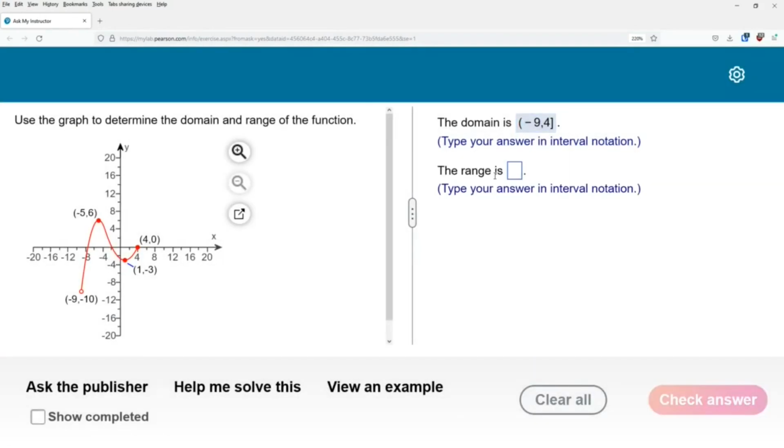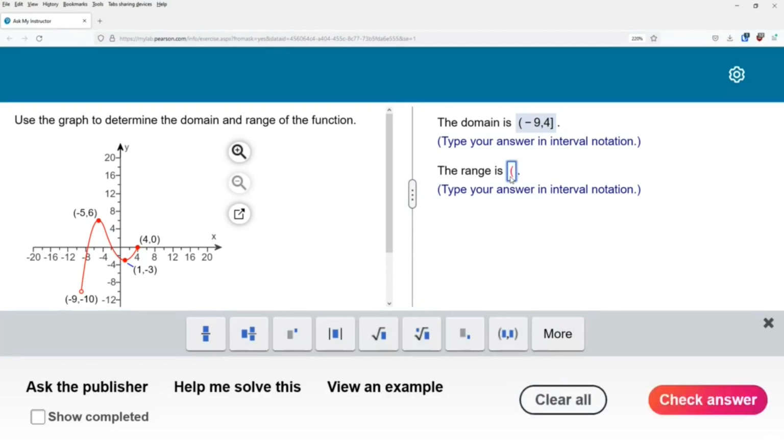And for the range, we're looking at the y values, so we start with the lowest y value of -10. This is an open circle, so that point will not be included. So I'm going to use a parenthesis from my keyboard. That's a -10, comma, and the highest y value here is a 6. This point is a closed circle, included in the graph, so we're going to use a 6 with the bracket from the keyboard.